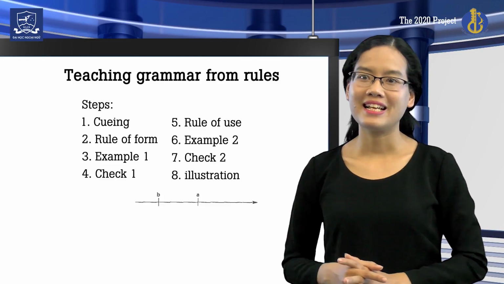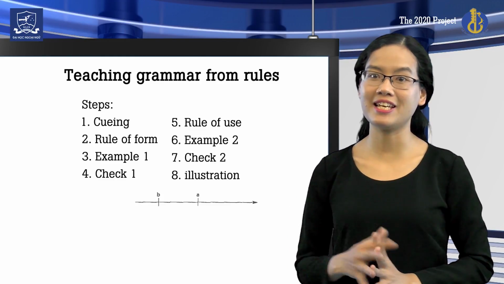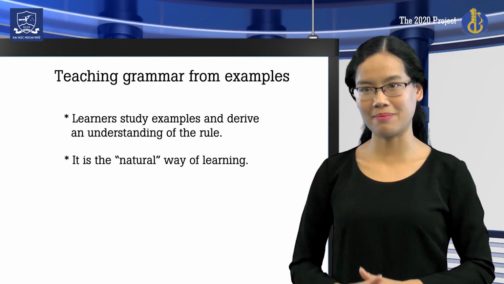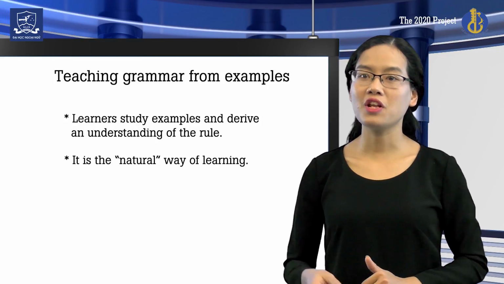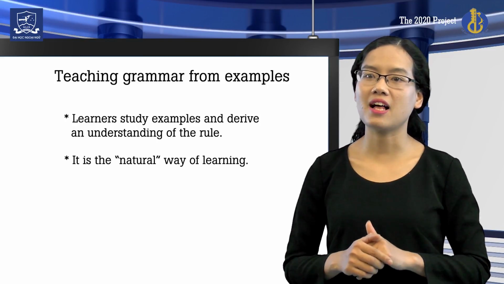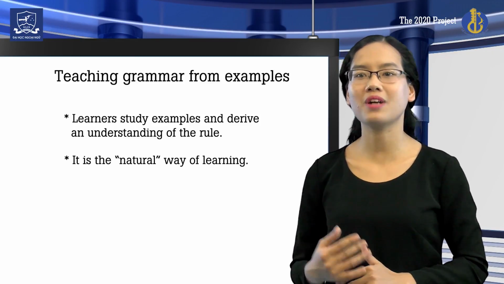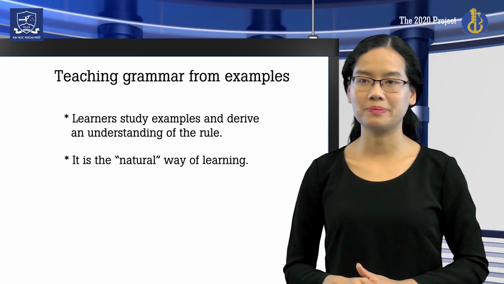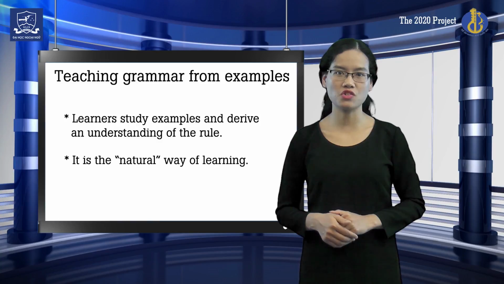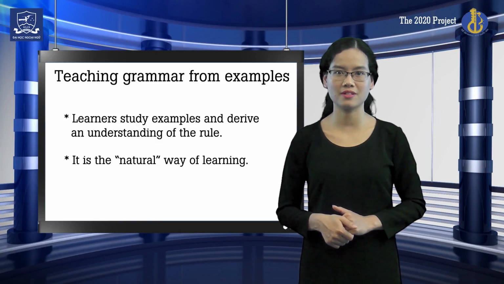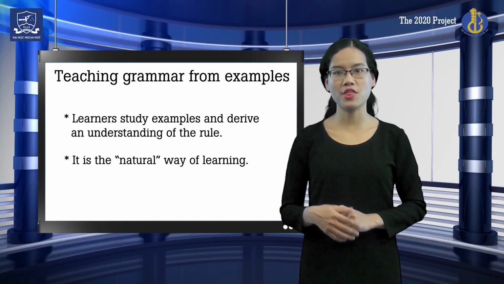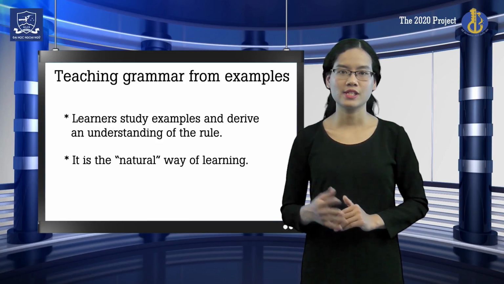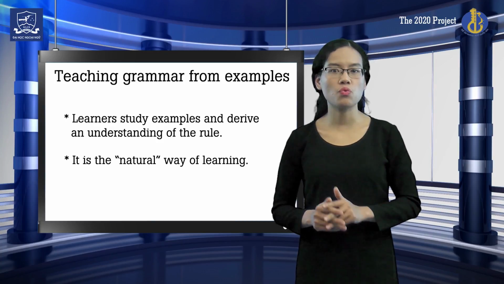Now, let's come to the second method to see if there are any differences. Teaching grammar from examples. Following this method, teachers provide a lot of examples in meaningful contexts. Students study examples and understand the rule. It is similar to the way a child acquires the first language. It is done simply through exposure to much input related to the language. So, it can be called the natural way of learning.